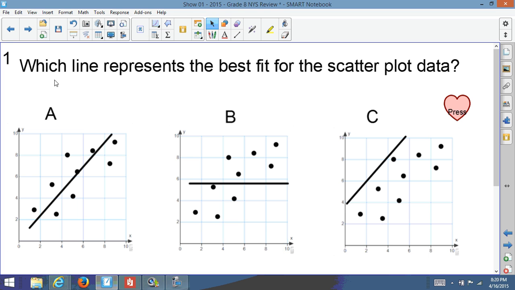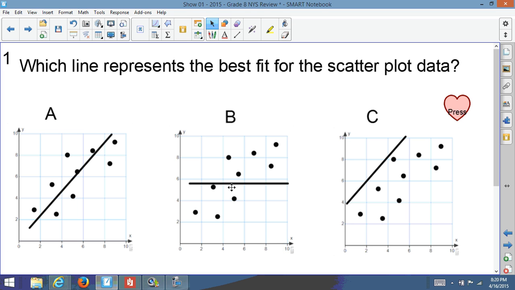Here's our first question. Which line represents the best fit for the scatter plot data? If we look at our data here, we have all these points, and we're looking for the best fit of the data, and the lines are pointing in two directions here. These are pointing up, A and C, whereas B is going flat. So the best fit would be how the data dots line up with the line itself. If they're going in the same direction, generally, that would be the trend of the line. So line B is just a flat line.